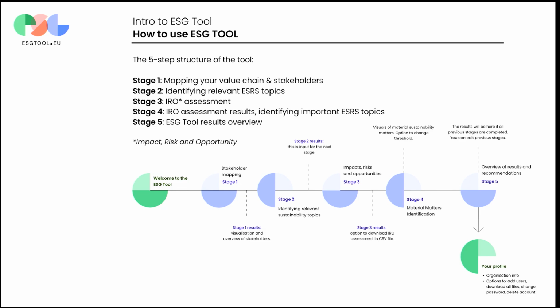Then stage 4 is where you get the results of the numerical assessment that you did, and this is the place where you should qualitatively reassess: do these results make sense, taking into account all of your stakeholders? For example, if my biggest client demands this thing from me, and if I don't do it, they won't buy my products anymore, but I see that this topic didn't come out as material, maybe I should reassess, taking into account that this is a crucial partner for me.